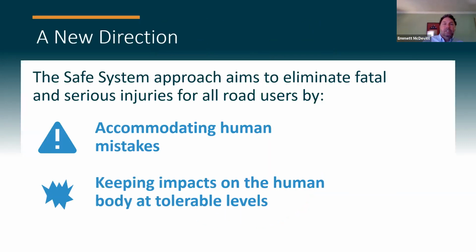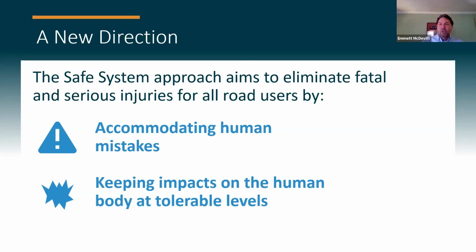So the new direction is that the SAFE system approach aims to eliminate fatal and serious injuries for all road users by accommodating human mistakes. We can remember a time when we used to say, well, the hell with them, right? They were drunk, so they deserved to die. Or they didn't cross at the crosswalk. That's why it was there, and they got hit by a car. So yeah, they deserve to get injured. But the other thing is we need to keep impacts on the human body at tolerable levels, and I'll get into that about kinetic energy and how we can do that with managing speed.